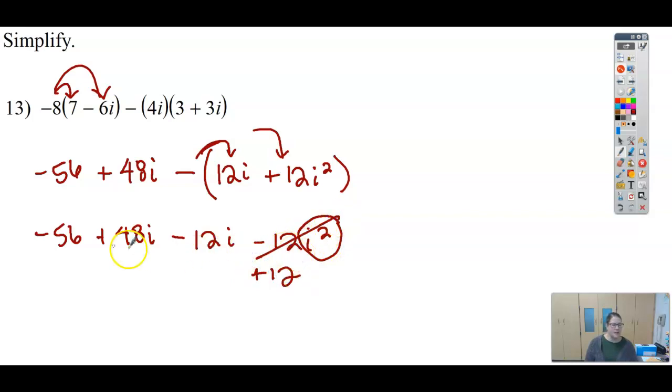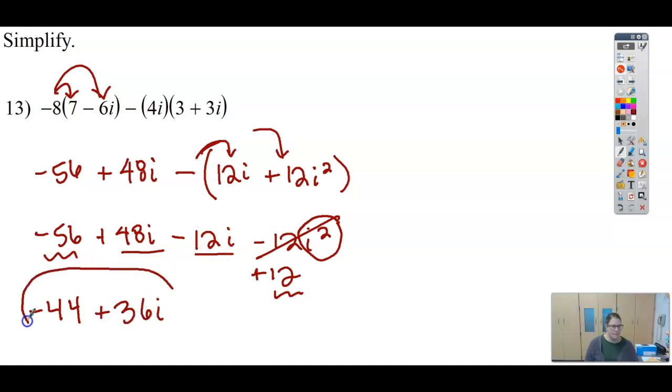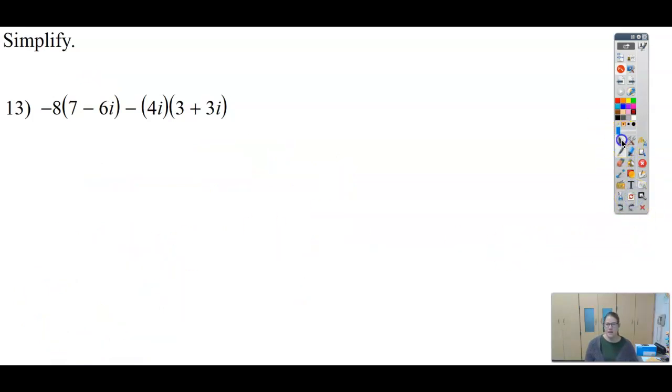So now I'm looking for like terms. I've got negative 56 and 12, which is going to become negative 44. And I've got 48i minus 12i, so that would be plus 36i. All right, let's see what's next.